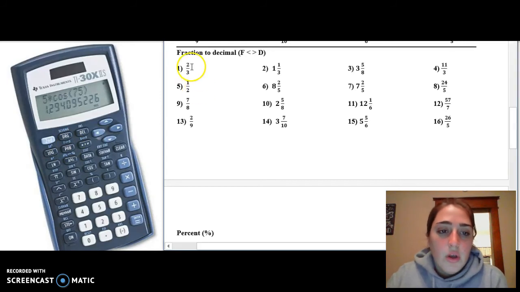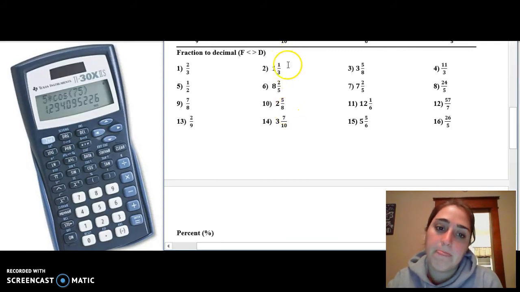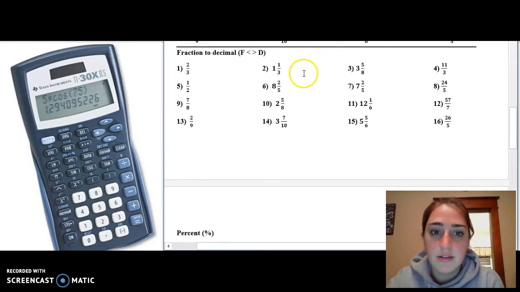So we have 2/3, so we're going to type in 2, ABC key, 3, and then you're going to hit second, and then that PRB F to D button right here. Okay, and then enter. And you should get 0.6 repeating. But at the end, it's going to have a little 7 because it likes to round it on us.